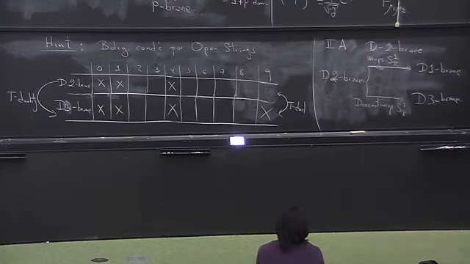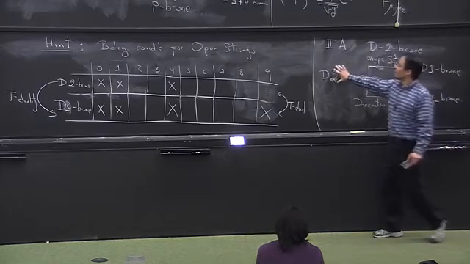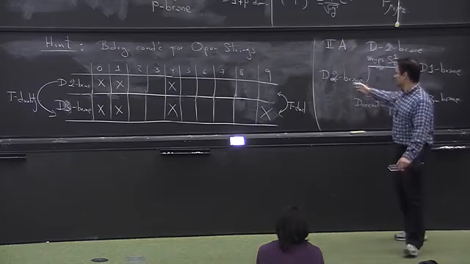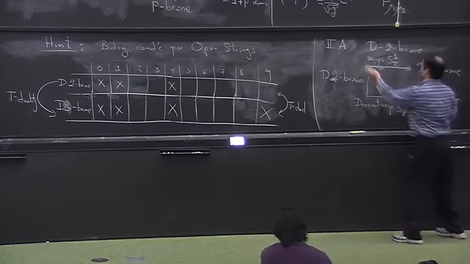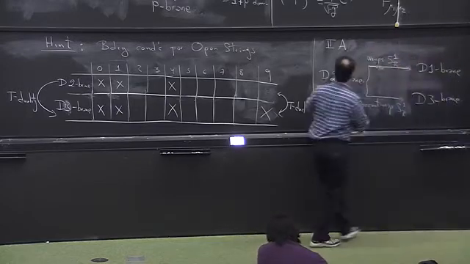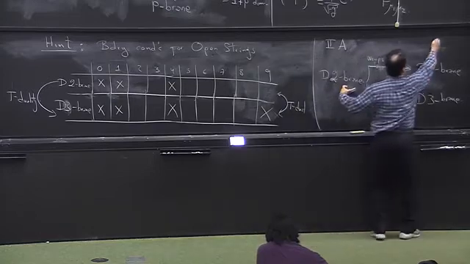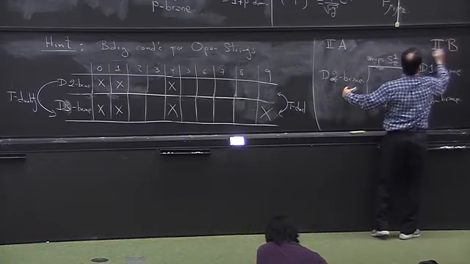So I encourage you to keep playing with this thing. Take everything that you see on type 2A and compactify and see how they go into something else on type 2B. So this is on type 2A. This is a case of the D2 brane and how it goes into type 2B.